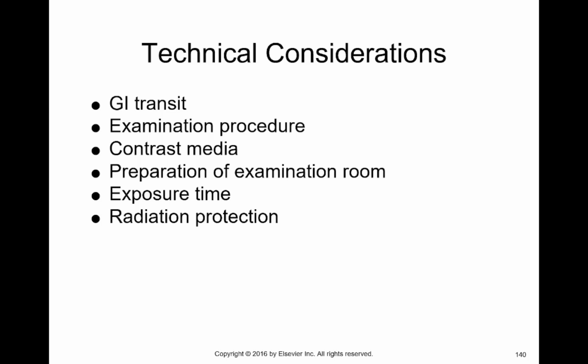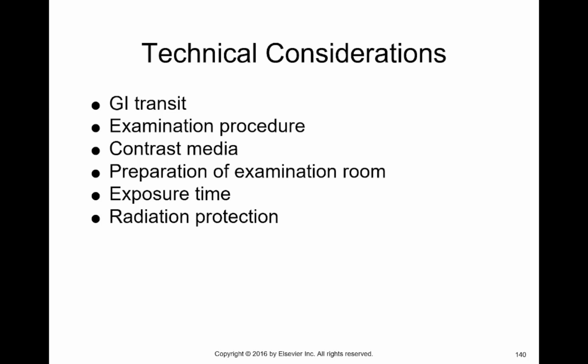Preparation of the examination room, radiation exposure, and then radiation protection. For the most part, your radiation protection for the patient is going to be centering appropriately and using the proper technique. Exposure time, again, we need to keep it short because of the transit, the movement of the bowel. We don't want to introduce motion. Preparation of the examination room, I know I'm going backwards with this, is to have those things that I spoke about in the last video available.